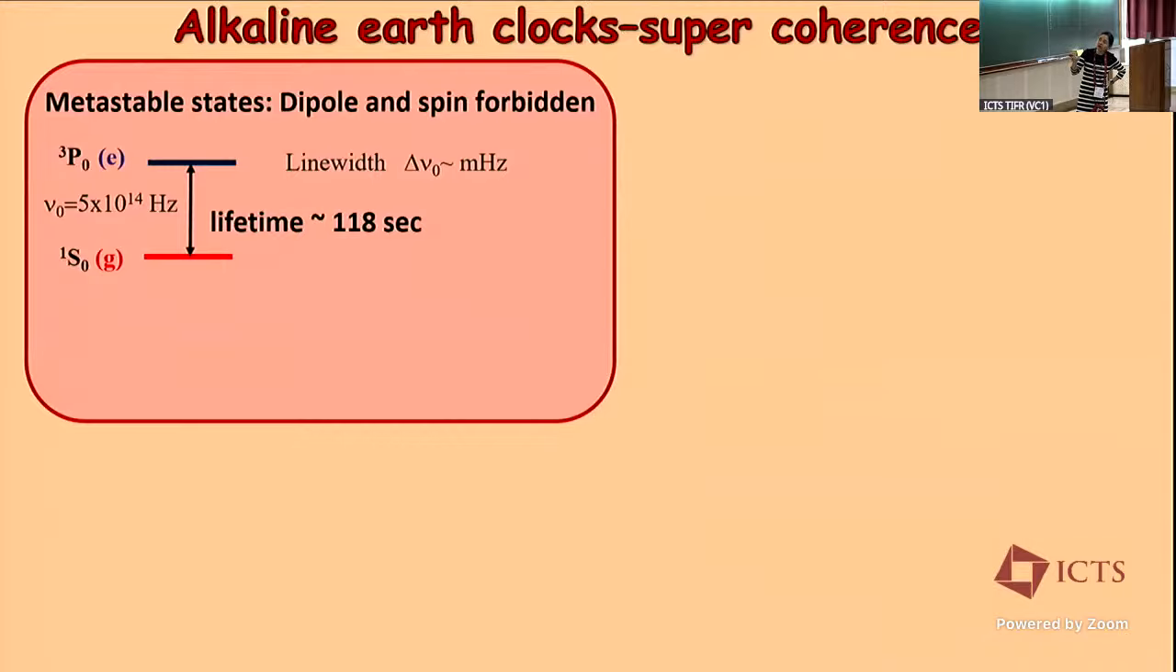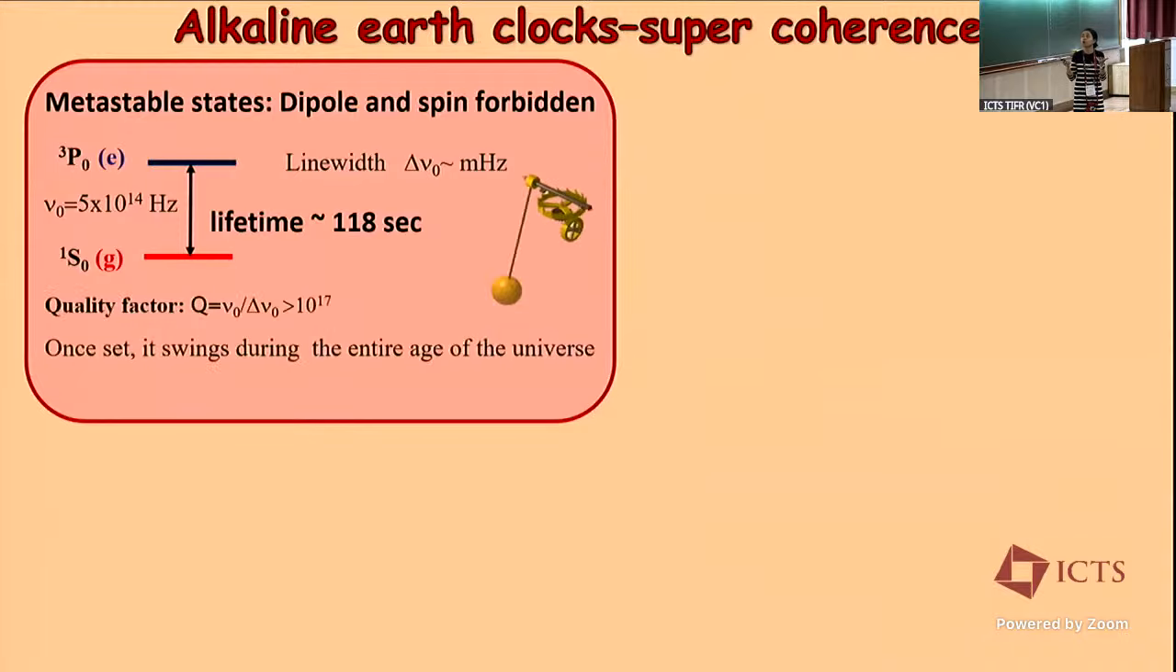So we have an optical transition between a ground and excited state that is dipole forbidden because we are going to go from J equal to 0 to J equal to 0, some selection rules that happen in quantum mechanics, and from singlet to triplet. So it's not totally forbidden because of the nuclear spins. Actually, this is what allows this transition to happen, and the lifetime of this transition can be as long as 118 seconds.